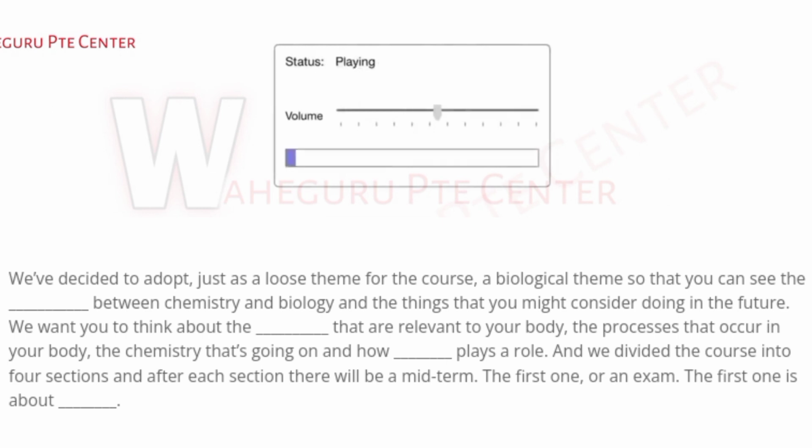We've decided to adopt, just as a loose theme for the course, a biological theme so that you can see the connections between chemistry and biology and the things that you might consider doing in the future. We want you to think about the molecules that are relevant to your body, the processes that occur in your body, the chemistry that's going on, and how energy plays a role.